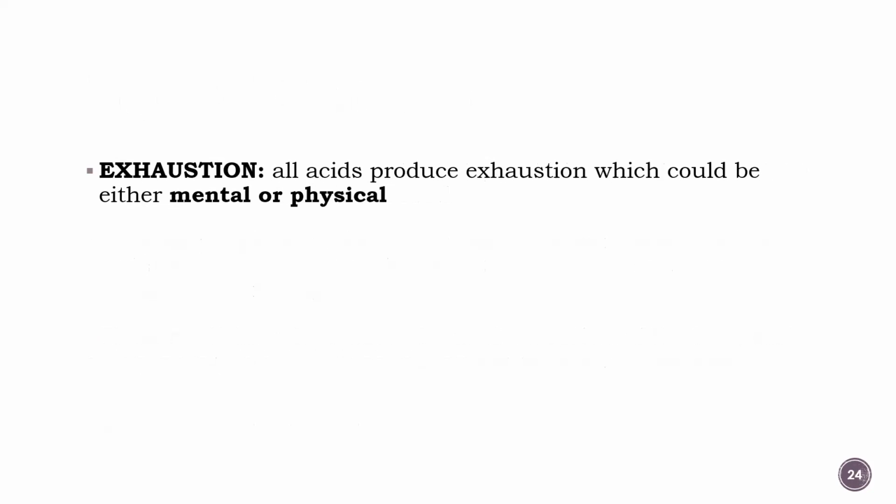So probably one of the most important physical generals is exhaustion. They start off with a high energy, but they eventually end in exhaustion. Okay. All acids produce exhaustion, which could be either mental or physical. We see mental exhaustion more in phosphoric acid, okay, extremely exhausted to the level of indifference. We see physical exhaustion more in muriatic acid. So keep in mind, exhaustion is seen in both the planes.